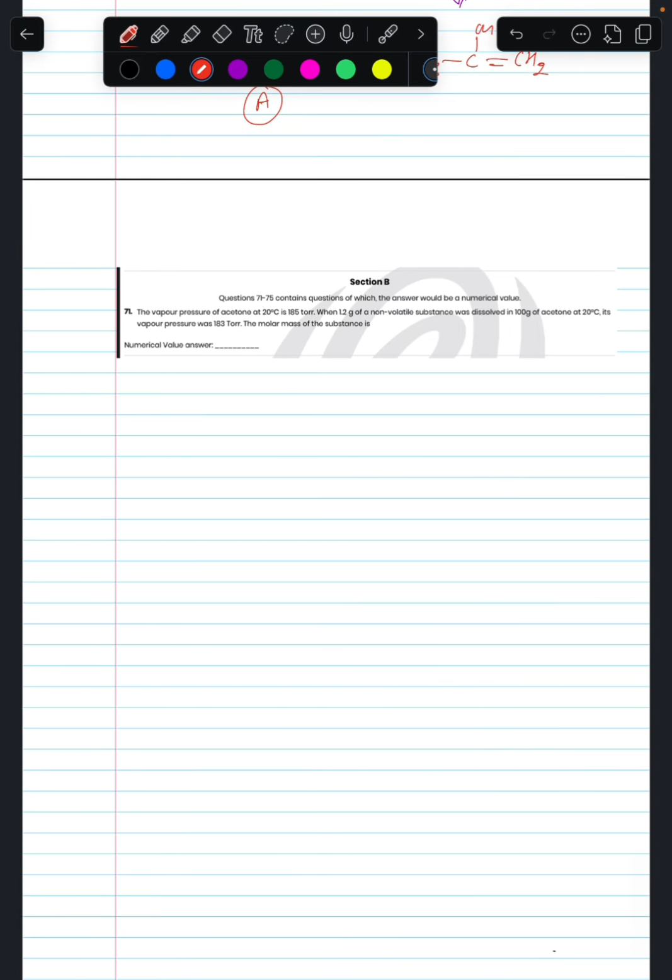Next is question number 71. The vapor pressure of acetone is 185 torr. When 1.2 gram of a non-volatile substance was dissolved in 100 gram of acetone at 20 degrees Celsius, its vapor pressure was 183. What is the molar mass of the substance? As we know, P naught minus PS divided by PS is equal to i times molality times mass of solvent by 1000. Here the solvent is acetone.